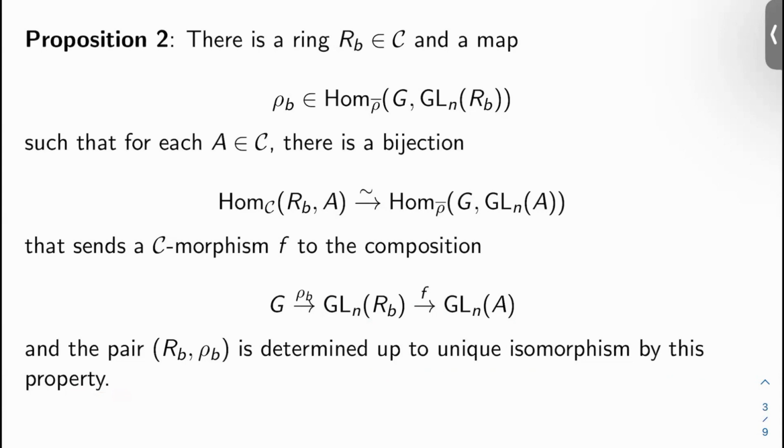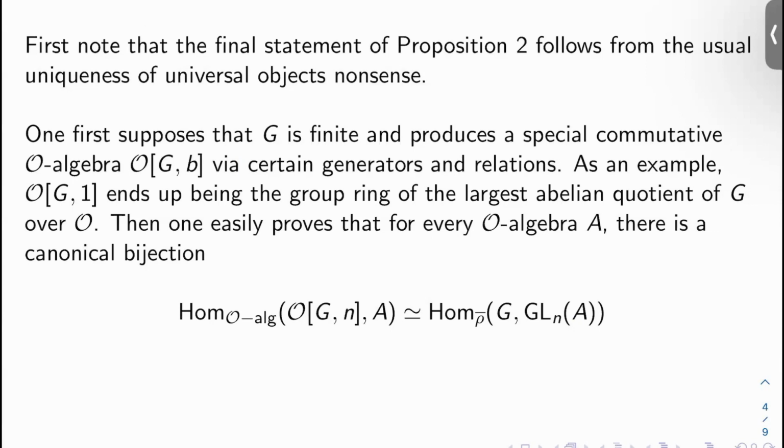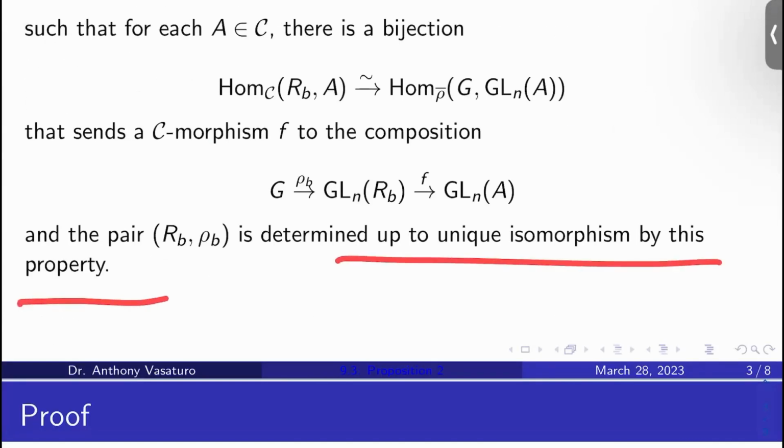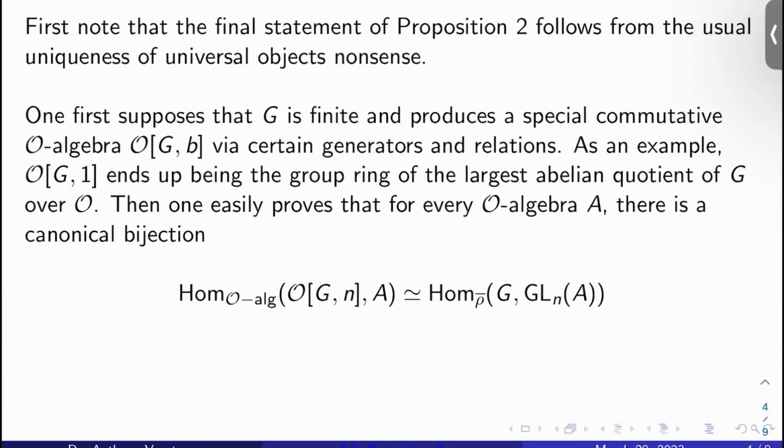All right. So the proof goes like this. First, the final statement of the proposition. This uniqueness up to unique isomorphism follows from the usual uniqueness of universal objects from category theory. Okay, so we'll prove existence.